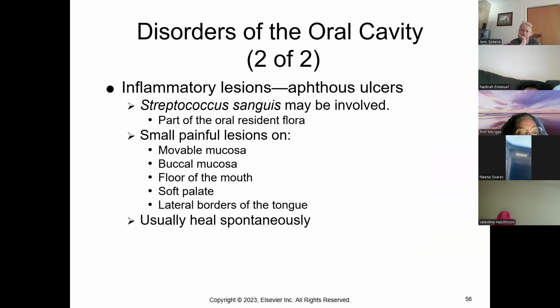Other things that you can develop in the mouth: abscess, ulcers, or you might hear this referred to as stomatitis, canker sores. These are small ulcers on the mucosa, the buccal mucosa, the floor of the mouth, the soft palate, the side borders. You'll have ulceration that's punched out with a white appearance, surrounded by a red border.